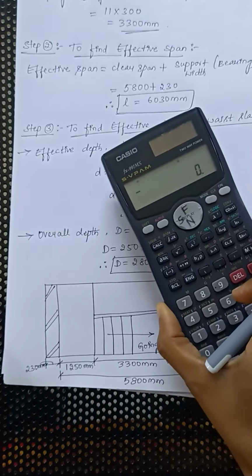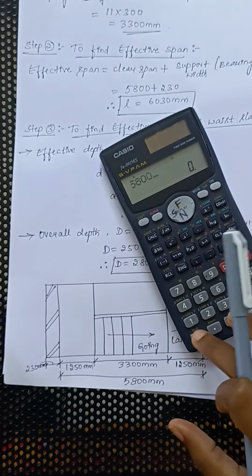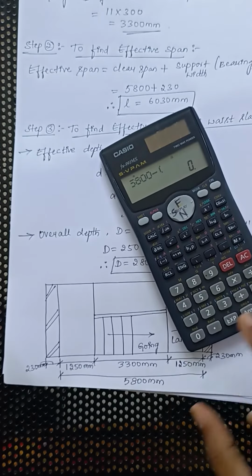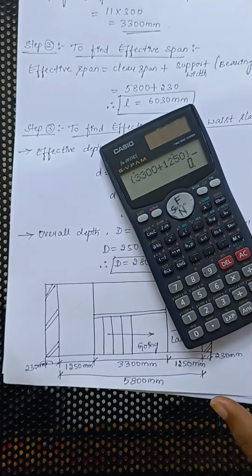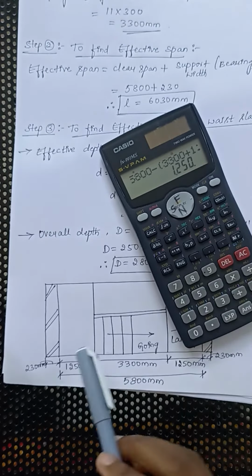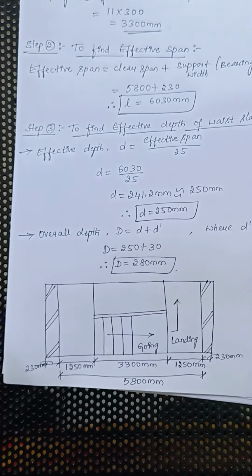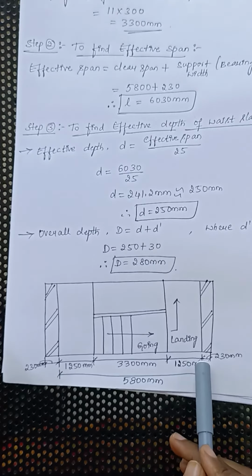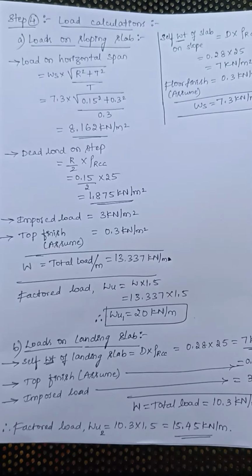So let us do the calculation here. The total width is 5800 minus, add 3300 with 1250. So you get 1250 in the beginning also. Once all the values are known to you, you keep those values within the figure. That gives you the plan of the staircase, just for your reference. So that completes step number 3. Let us move to the next step.